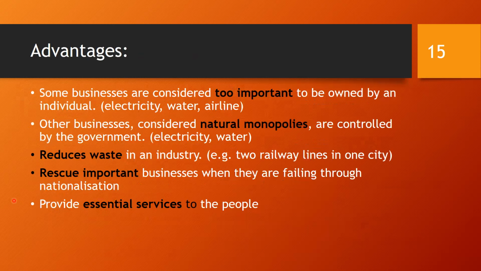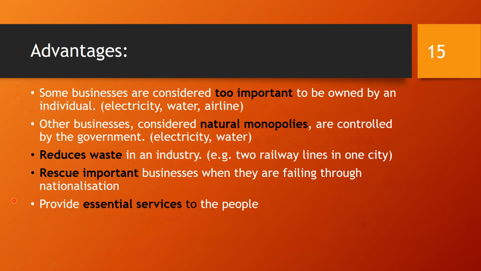And the benefits of operating as a public sector corporation. There are some businesses which are considered to be too important to be owned by an individual. For example, water, airline, electricity; normally it is the government which provides such services. Also, there are some businesses generally considered natural monopolies, and they're controlled by the government. They include water supply, electricity supply, etc. For such businesses, only the government may have the power to run and operate them in a country.